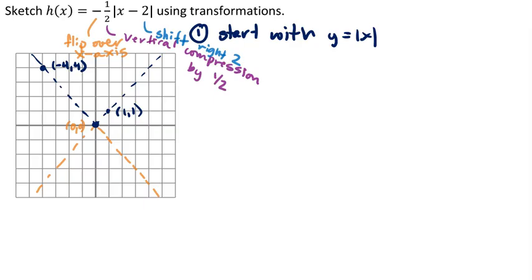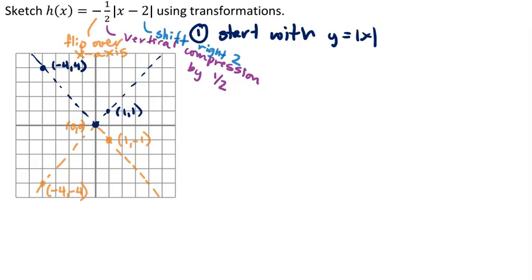(1, 1), when we flip upside down, ends up at (1, -1). And (-4, 4) ends up at (-4, -4). So you really are multiplying your y's by -1. And I'm still keeping these separate, but once you get comfortable, if you want to do, for example, the flip and the compression at the same time, that's a pretty easy pair to get used to doing together.